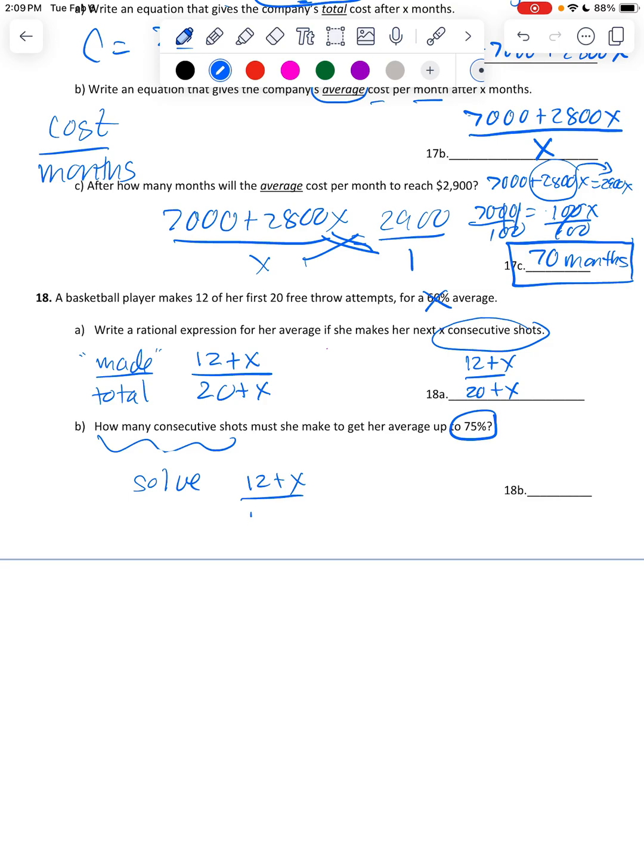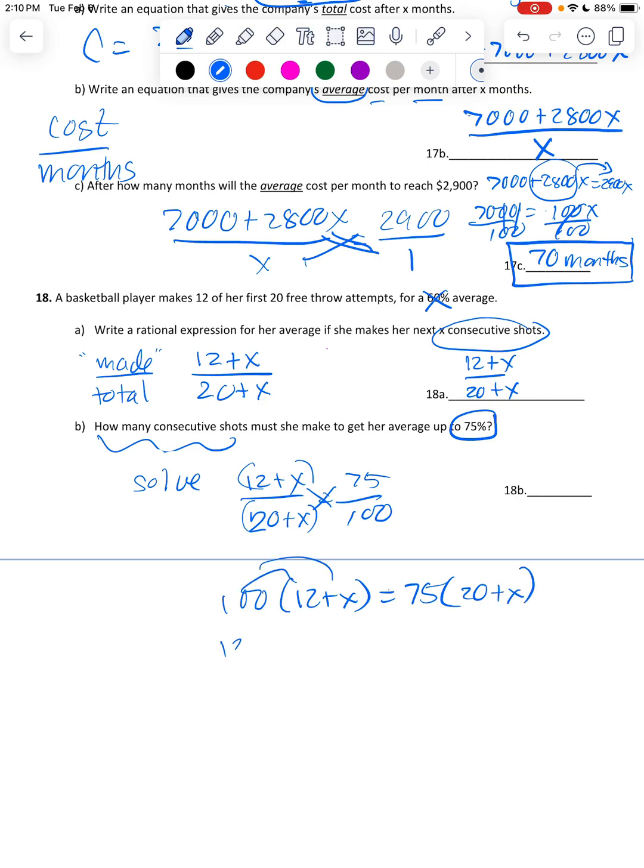So I'm going to probably go like this, and then I like to put it as 75 out of 100 just because then it's easier for me to do my math. So I have 100, instead of involving a decimal, you can definitely do a decimal if you'd rather. So this is going to be 1,200 plus 100x. This is going to be 1,500 plus 75x. I'm going to take away 75. Like this is all just algebra 1 now. It's just setting it up correctly that can be confusing.